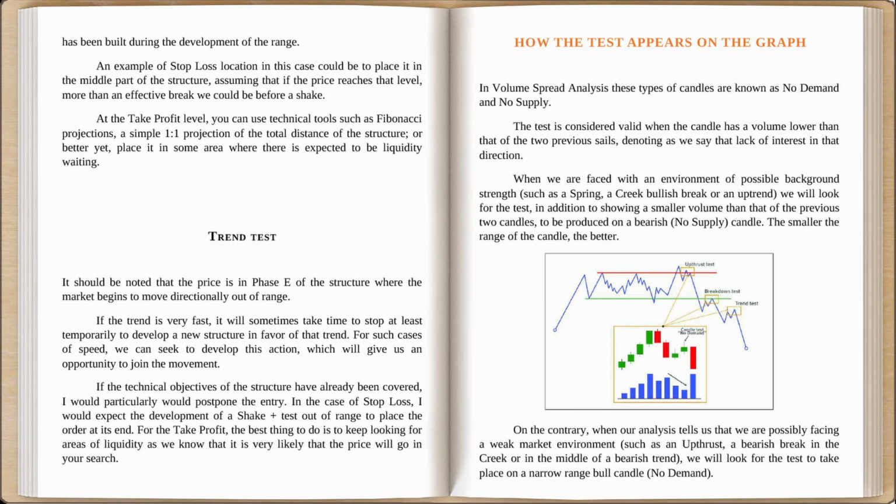Trend test. It should be noted that the price is in phase E of the structure where the market begins to move directionally out of range. If the trend is very fast, it will sometimes take time to stop at least temporarily to develop a new structure in favor of that trend. For such cases of speed, we can seek to develop this action, which will give us an opportunity to join the movement. If the technical objectives of the structure have already been covered, I would postpone the entry. In the case of stop loss, I would expect the development of a shake plus test out of range to place the order at its end.